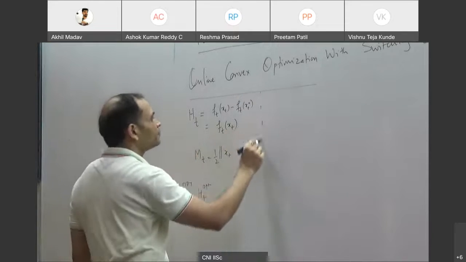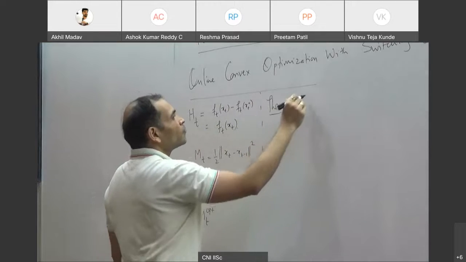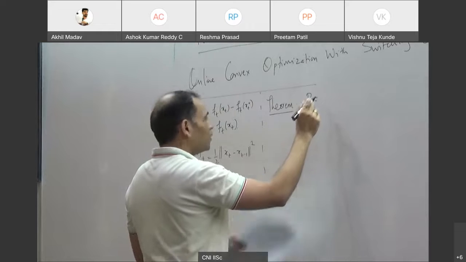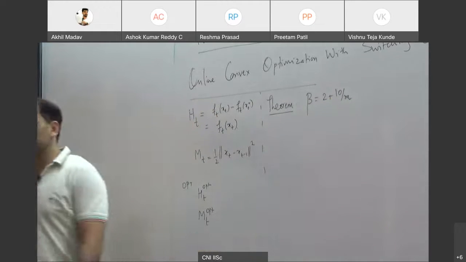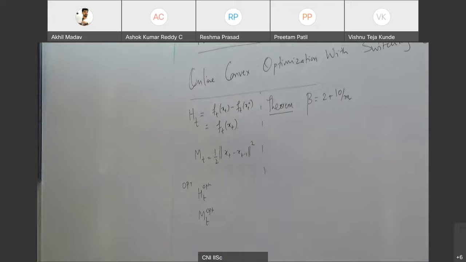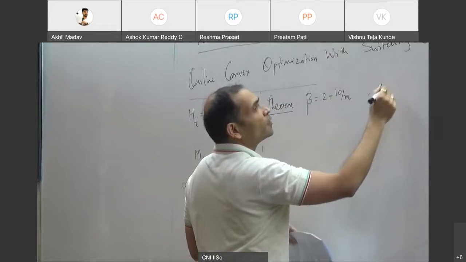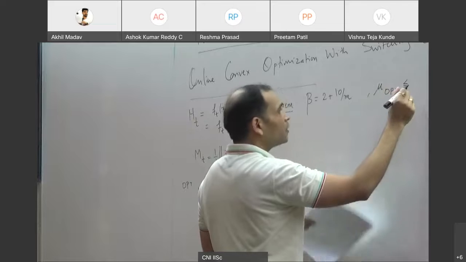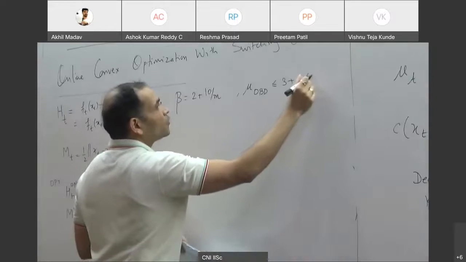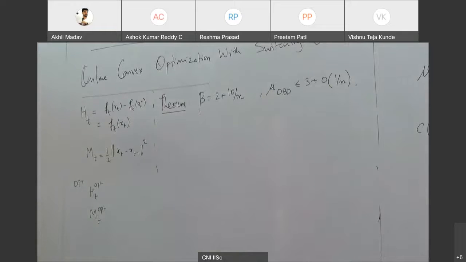Theorem. One choice of beta is equal to 2 plus n by m, where m is the strong convexity parameter of these strongly convex functions. So I need to tell you that much information. Online balanced descent is competitive. That's the result. So simply 3.